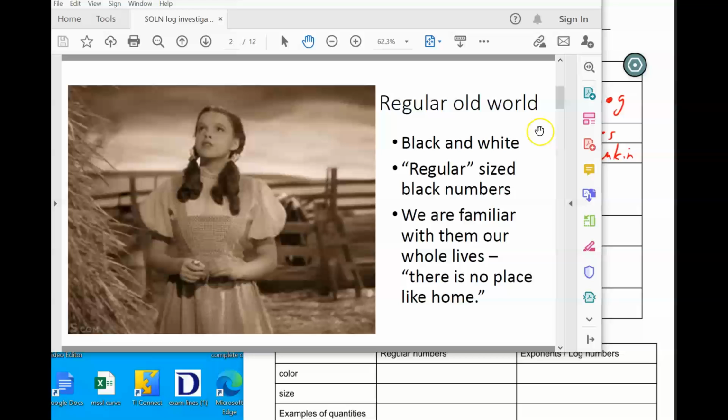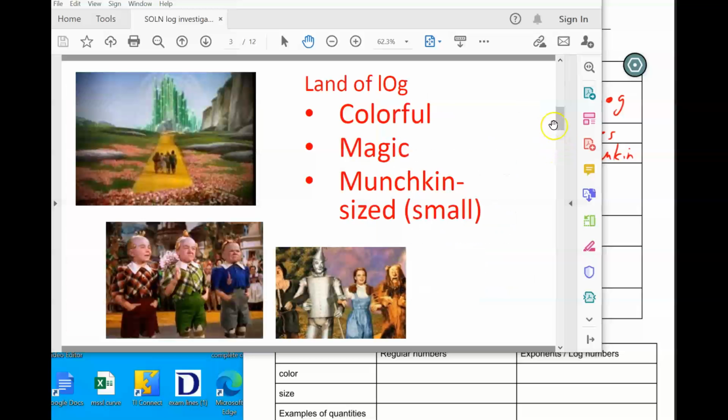So in the regular old world, everything's in black and white, including the numbers. The numbers we're going to write in black and white. And the numbers are very familiar to us. They've been with us our whole lives. We know them well. We know how they work. We know all the math rules that apply to these black and white numbers. There's no place like home. So remember, the black and white numbers are the numbers that you know and love today.